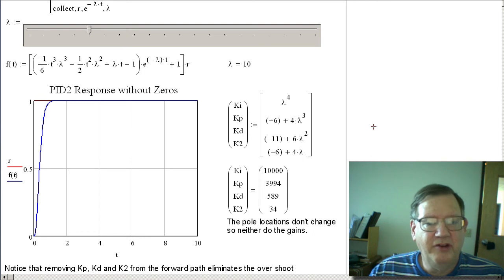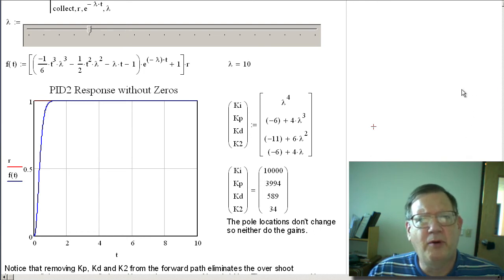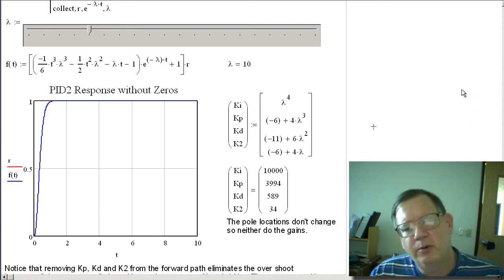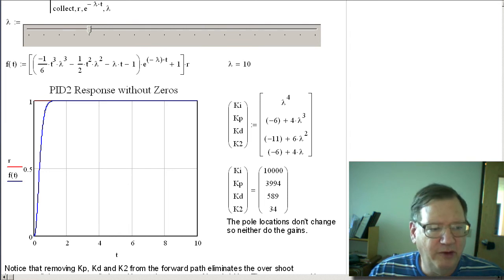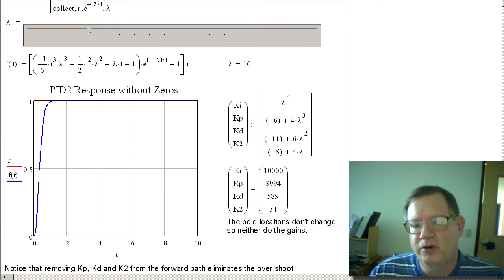And other things that you should be aware of is that we could move these poles around so that we can get a Butterworth type of response, Chebyshev response, just about any kind of 4-pole filter that you can think of. But for motion control and for most control systems, you want to have a critically damped response where you move up to the set point and don't overshoot.